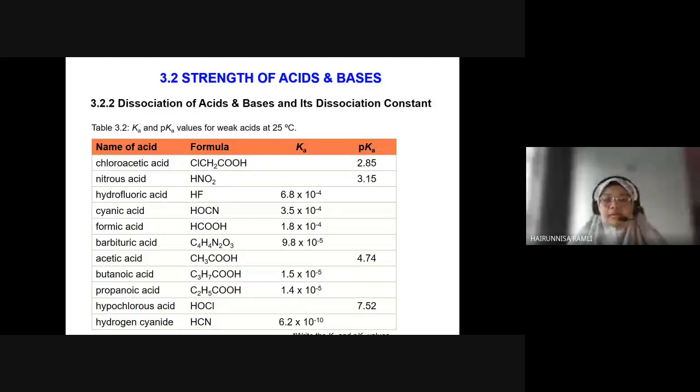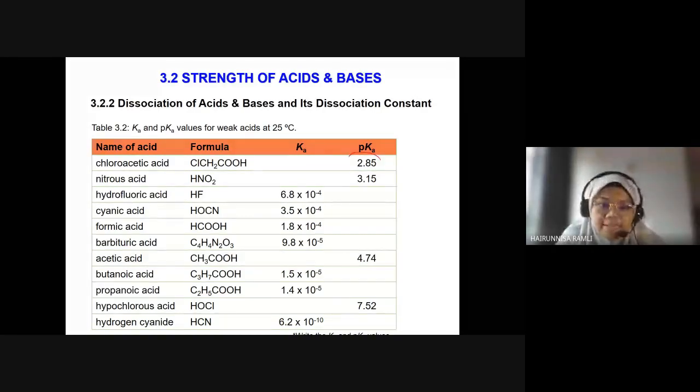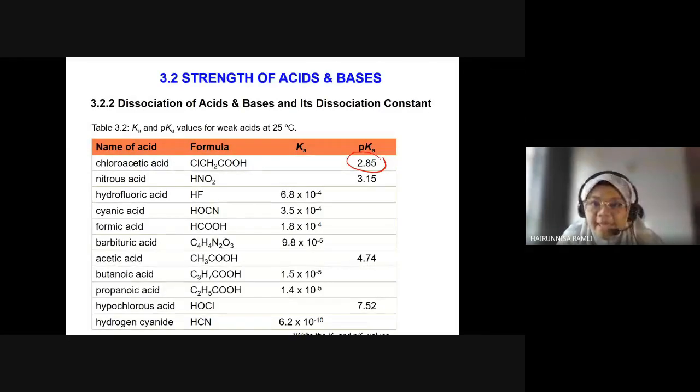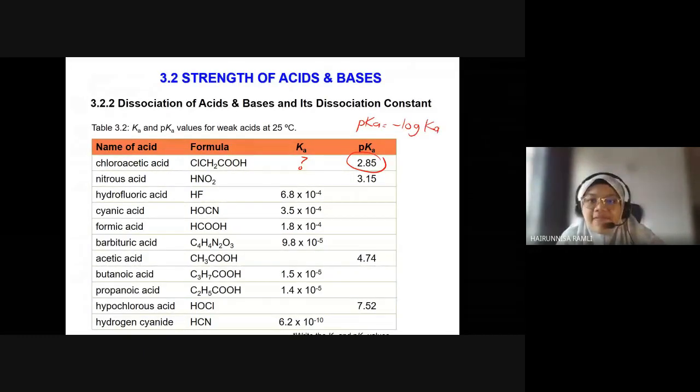Okay. Ni saya jadikan homework lah untuk you eh. You boleh fill in this value of Ka. Contoh eh. Chloroacetic acid. This is the value of pKa, 2.85. What is the value for Ka? So we know that pKa is negative log Ka. So you ada value of pKa kan? 2.85. Cuba kira jap.